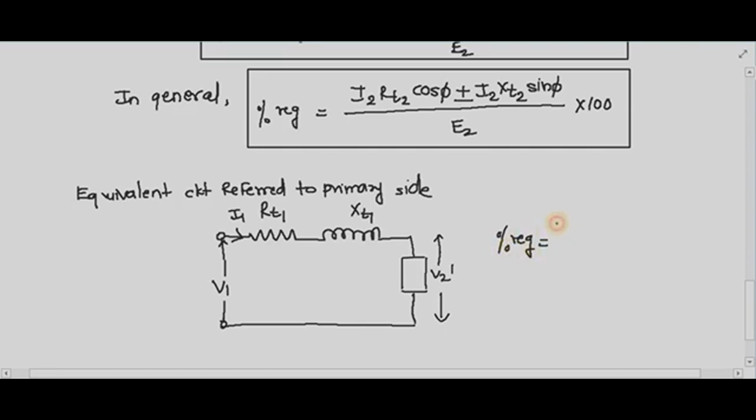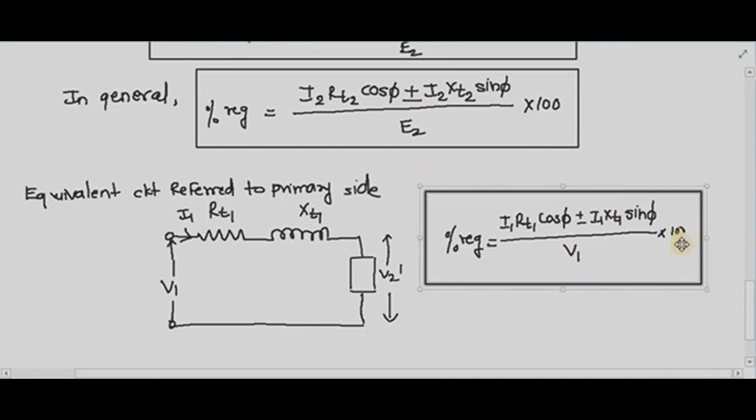The same general formula we can derive from the approximate equivalent circuit referred to the primary side. Now instead of I2 it will be I1, instead of RT2 it will become RT1, cos phi plus or minus I1 XT1 sin phi, divided by, now it is V1, the voltage on the primary side, into 100. So this is the generalized formula if the equivalent circuit is referred to the primary side.